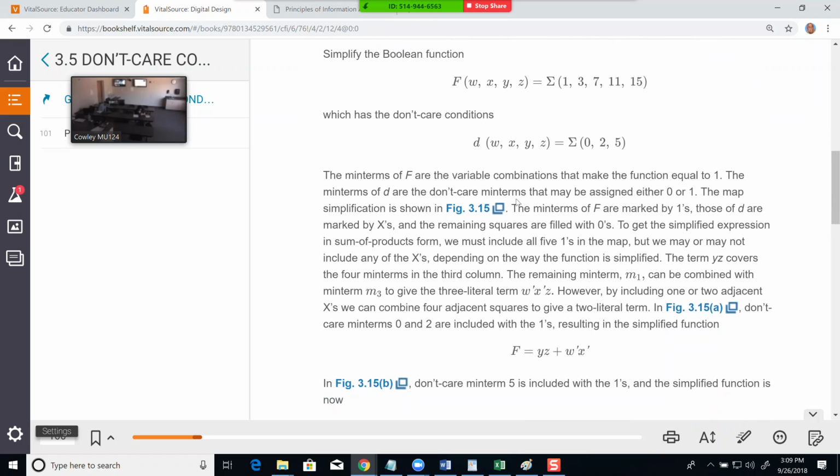The minterms of f, or the variable combinations that make the function equal to 1. Because remember, for the minterms we focus on the 1s, don't we? The minterms of d are the don't care minterms and may be assigned either 0 or 1. The map simplification is shown in the figure.